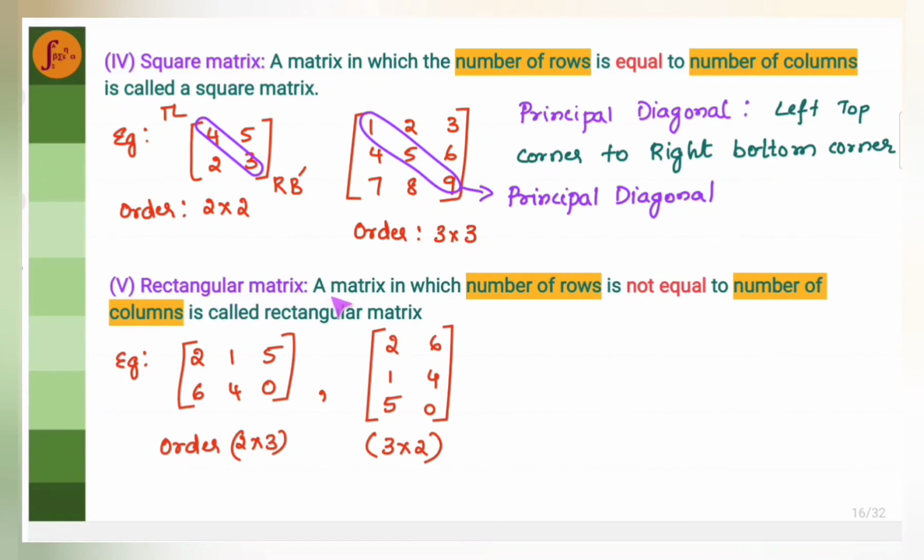Now what is a rectangular matrix? In a rectangular matrix, number of rows is not equal to number of columns. Like this, you have 2 rows here and 3 columns, and here you have 3 rows and 2 columns. So order is 2 by 3, 3 by 2. If you look at this, it's different, right? Rows and columns are different for both these matrices. So this is called a rectangular matrix.